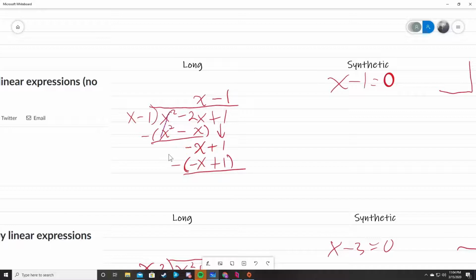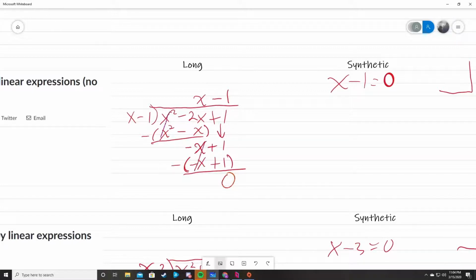Now we go through and we do, sorry about that. We're going to go through and do the rest of our subtraction. So negative x being subtracted by negative x, that ends up canceling out just like it did in the first one. And 1 minus 1 ends up giving us a nice big 0 as a remainder, which means that our answer for this should be x minus 1.